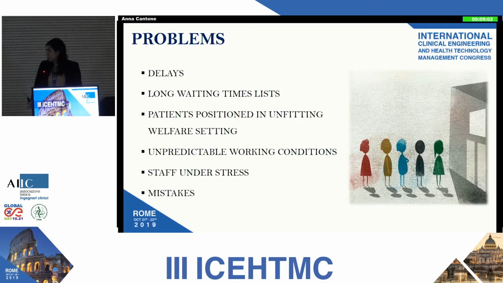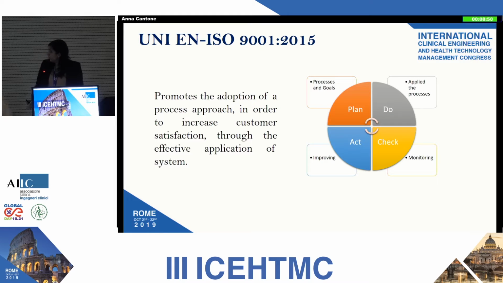So to improve this condition and create value for the patient, the idea is to base this project on the guideline UNI EN ISO 9001:2015, which promotes the adoption of a process approach in order to increase customer satisfaction through the effective application of the system. And this guideline is based on the Deming cycle, which has 4 phases. The first one, the definition of processes and goals. Then the application of these processes, the phase of check, and the last one, the phase of act, where we can take action for improvement.